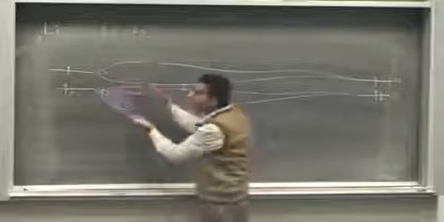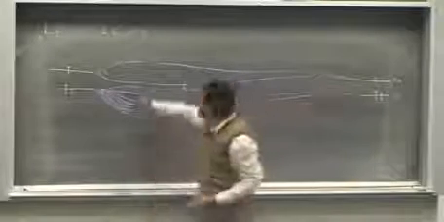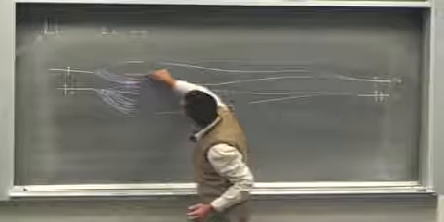So these two levels are now split up into a large number of levels. You get a band. The 2s level is now split up into a large number of bands.